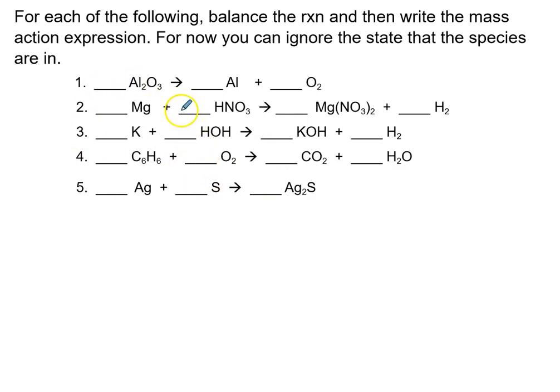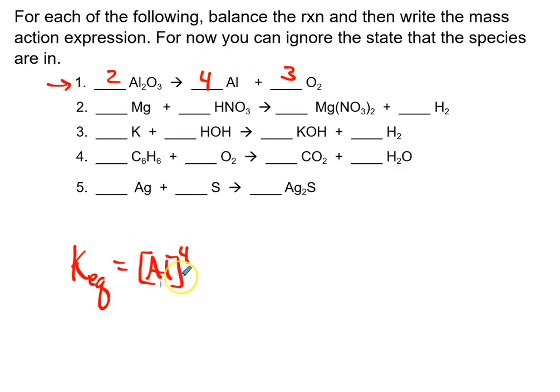We would balance. All right, I see a 3 and a 2. Okay, so that would be that. So my KEQ for this reaction would be Al to the 4th, O2 to the 3rd, and Al2O3 to the 2nd. You okay with that?